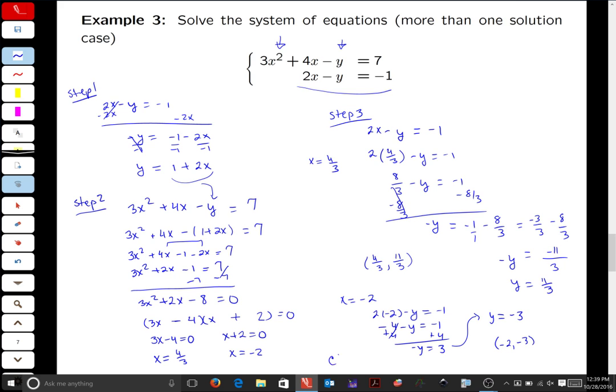And of course, you check both in both equations. Yep, and you're going to check it. I'm circling the wrong thing for my answers. Here's the answers, and here's the answers. We have two solutions here.